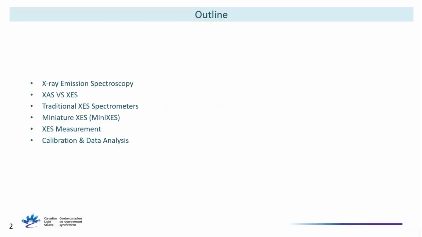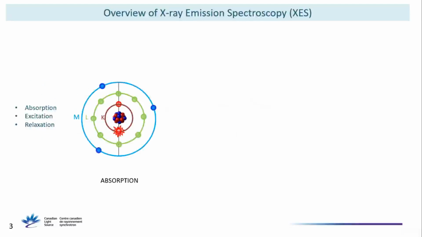This is my overview of my talk. I'll talk a little bit about X-ray emission spectroscopy, a brief introduction, and then I will compare XES with XAS, which is very well known. Most of the people are familiar with XAS. And then I will talk about the spectrometers that are traditionally used for XES measurements. Then I will talk about our miniXES, then the XES measurement, and finally a little bit about the calibration and data analysis procedure. So with that, I will talk about what X-ray emission spectroscopy is.